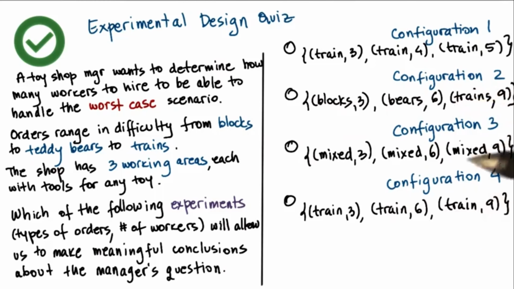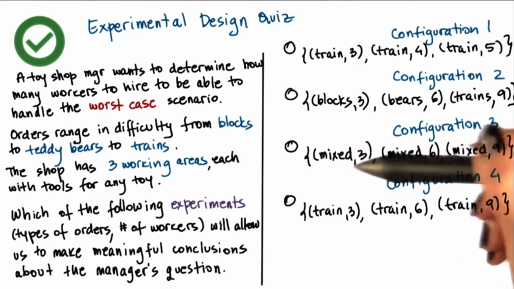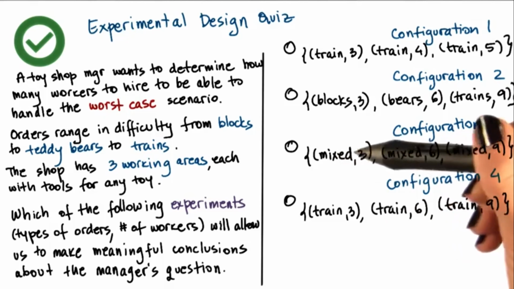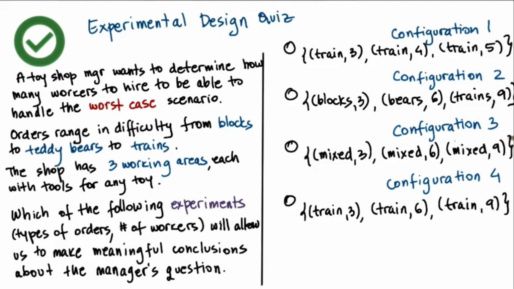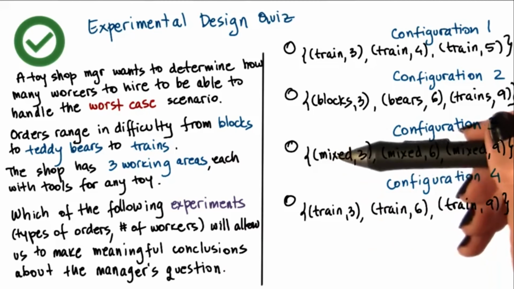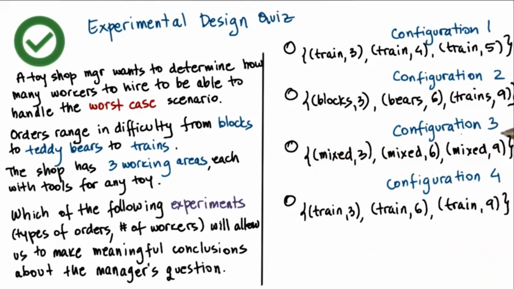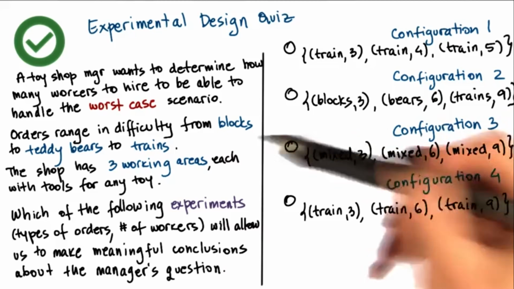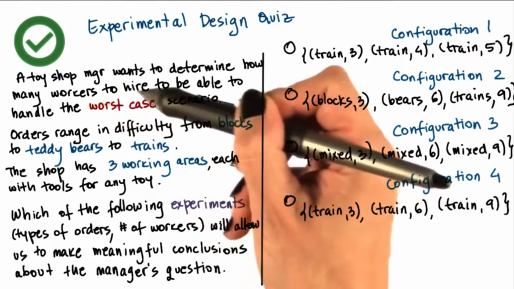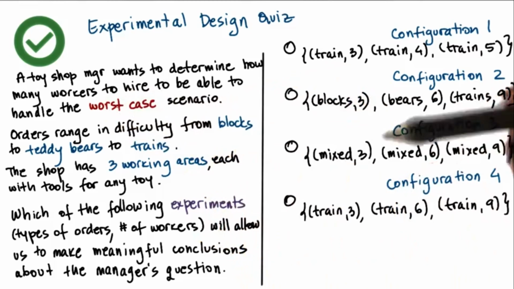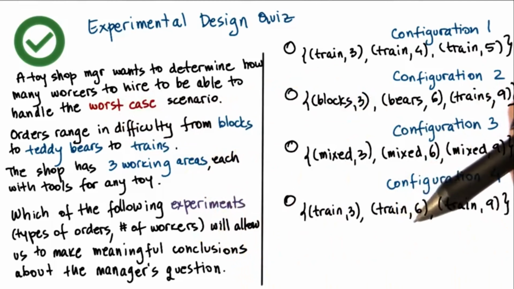The third configuration, similarly, could provide some information. In every single one of these, the workload is mixed. So this could correspond to the average number of toys that can be processed with different numbers of workers. So how is the average throughput impacted by adding more workers in the store? Again, however, this doesn't address the question of how the worst case is impacted by adding more workers to the store. So that basically gives us the answer to the final configuration.